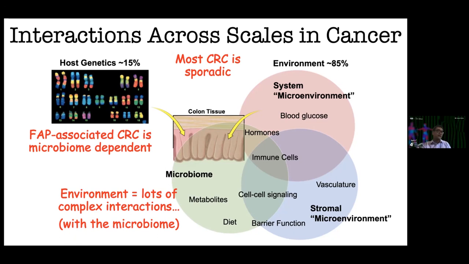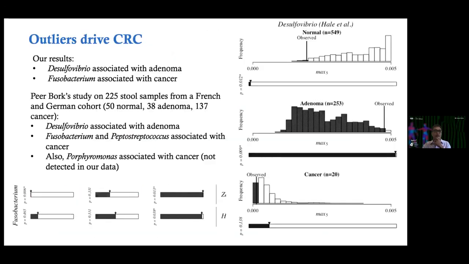And ultimately, it comes down to an environment with a lot of complex interactions between the host and the microbiome that help us determine who gets colorectal cancer and when. So my particular hypothesis was looking at hydrogen sulfide and hydrogen sulfide production in colorectal cancer, and I'll talk a bit more about that.